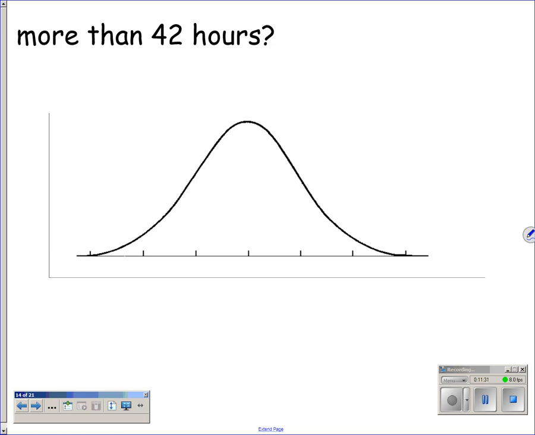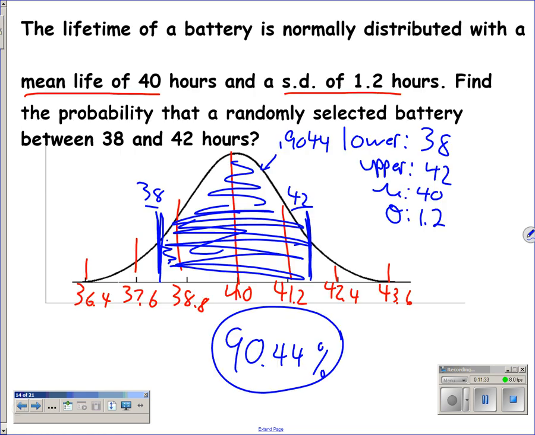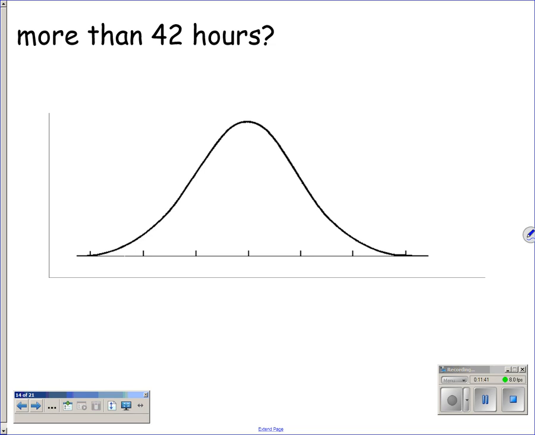So I have a 90% chance that whatever battery I pick is going to last between 38 and 42 hours. What about more than 42 hours?